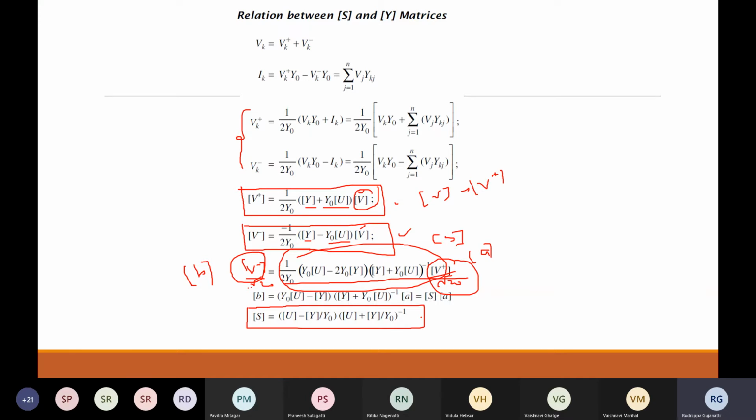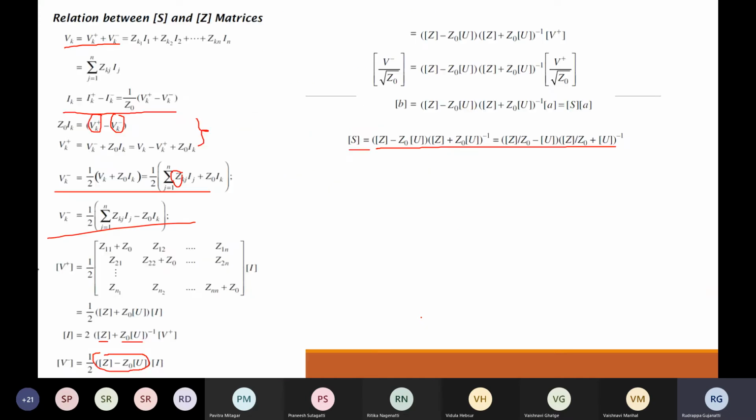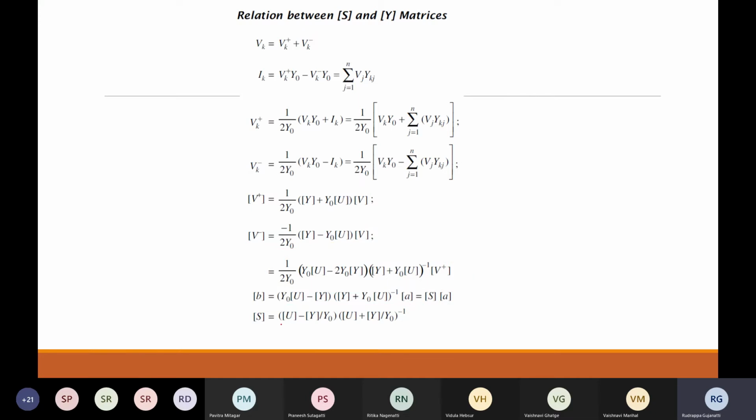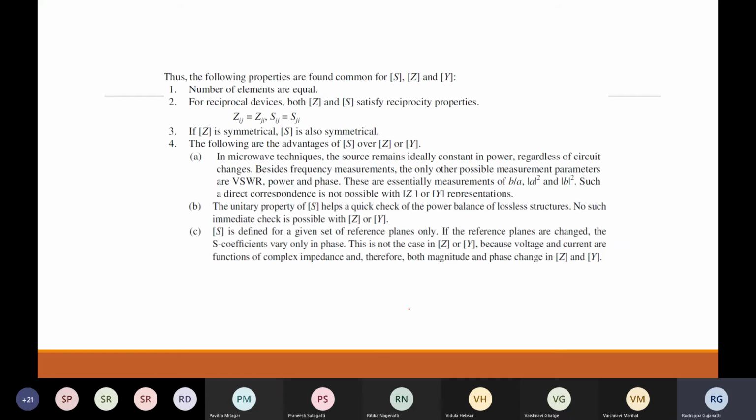So these are the representations we have. If you compare it with this case also, it is Z minus Z naught. Here, if you check, it is Z by Z naught minus U into Z by Z naught plus U, its inverse. With a slight change for the Y matrix, it will be U minus Z by Y naught. So in the Y matrix, when you simplify, you will be able to obtain this overall result: U minus Y by Y naught into U plus Y by Y naught, its inverse. This is what you will obtain for the relation between the S and Y matrices.